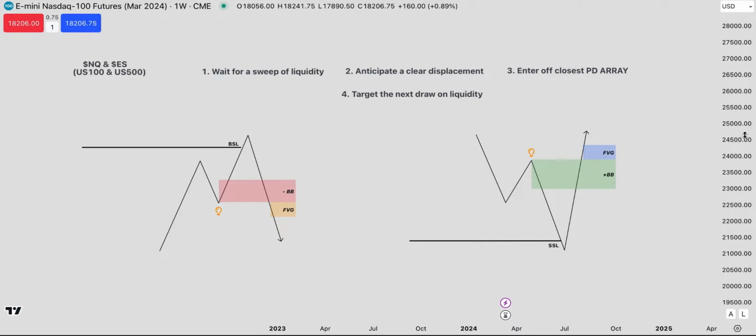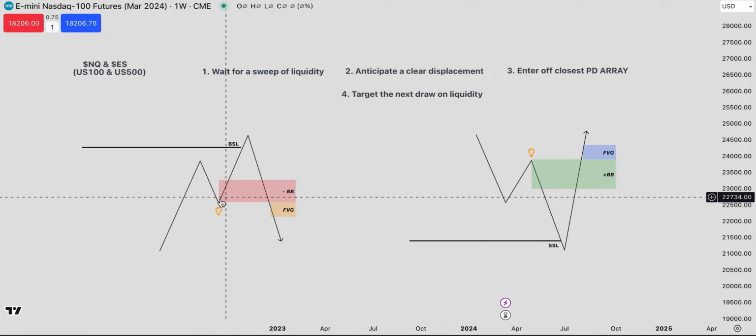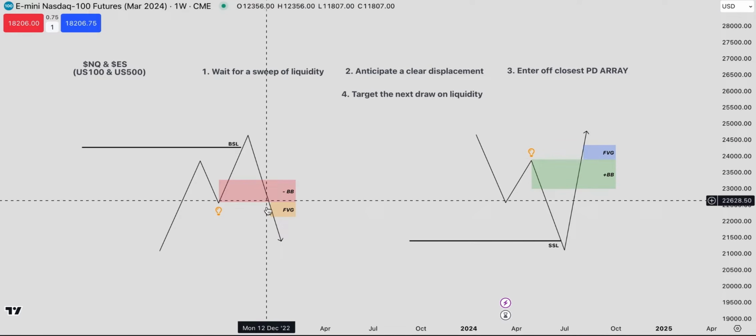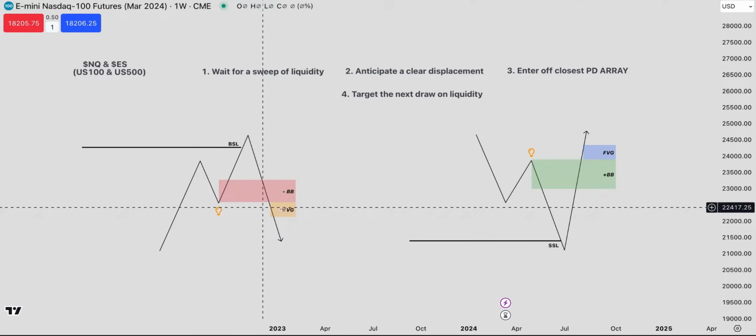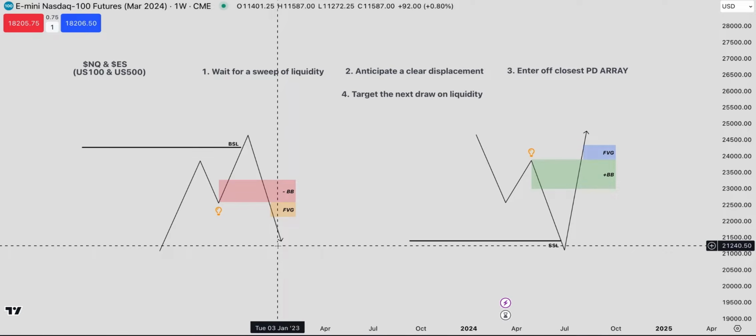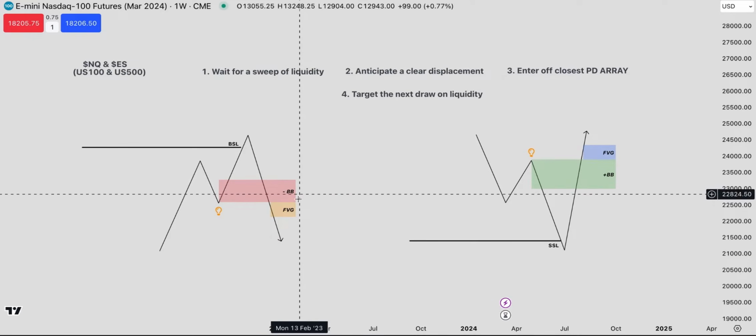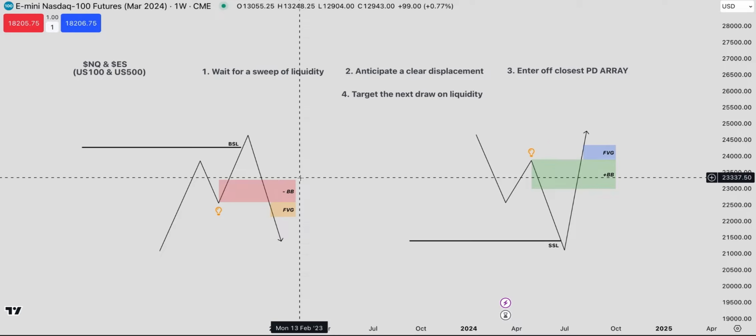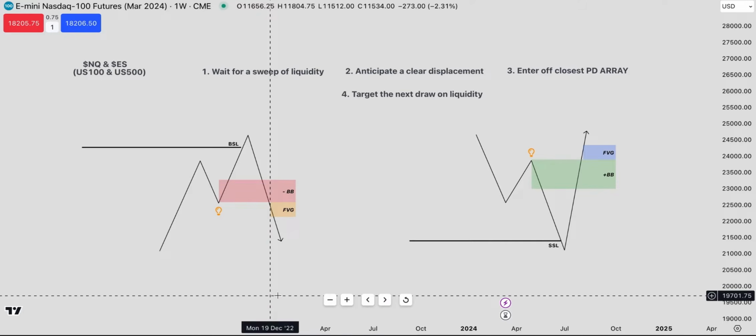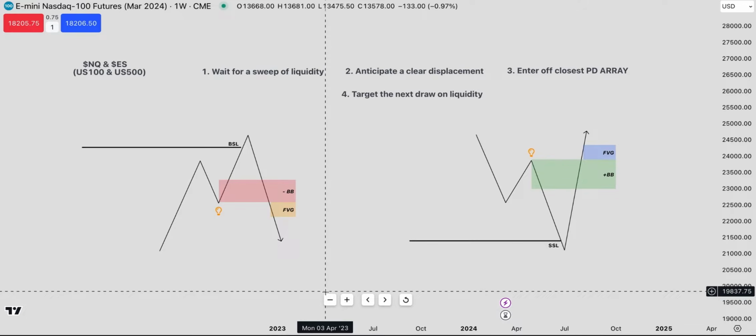The second criteria that you want to see is a displacement in the opposing direction, creating a market structure shift. So as you can see, this low here, price comes down, displaces through this low. This would be your market structure shift. The third thing would be a retracement back into one of these PD arrays. The last criteria would be to target the next draw on liquidity. So if there's some equal lows down here, this could potentially be your next draw on liquidity, or an imbalance.